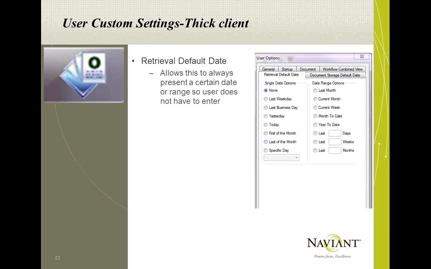And then the default retrieval dates. By default, this is set to none, and the dates will not have any information in them, and you can choose what dates you like. But if you have a customer or one of your users that is always looking at the current month or the current week or last month's data, it may make sense to have this default to a range or a single date. If they're always looking at yesterday's documents, what was scanned in yesterday, then maybe yesterday would be appropriate for this user.